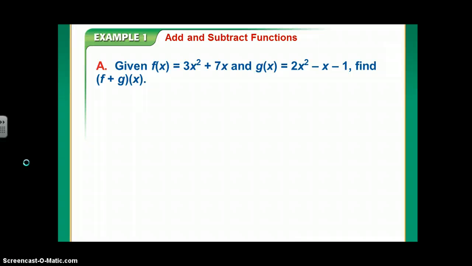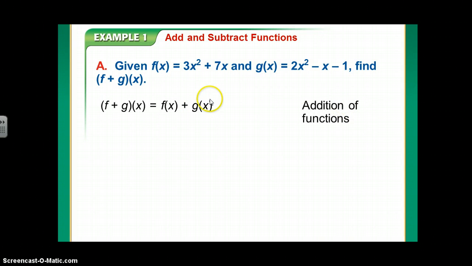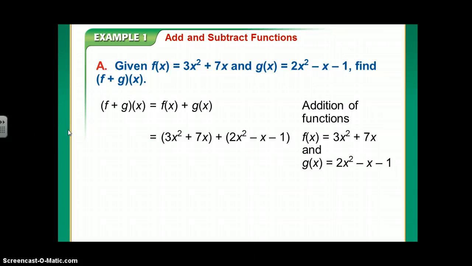Alright, let's add two functions together. Let's just do some examples. Given f of x equals 3x squared plus 7x, and g of x equals 2x squared minus x minus 1, find f plus g of x. So if you look back at that table that you just copied down, our rule for addition is just simply f of x plus g of x. That's just your rule from the table there. And then just add them together. You guys know how to add polynomials. Add those together and simplify. So that's what you should get as an answer. I think that's pretty straightforward. Shouldn't have any problems doing that kind of stuff.